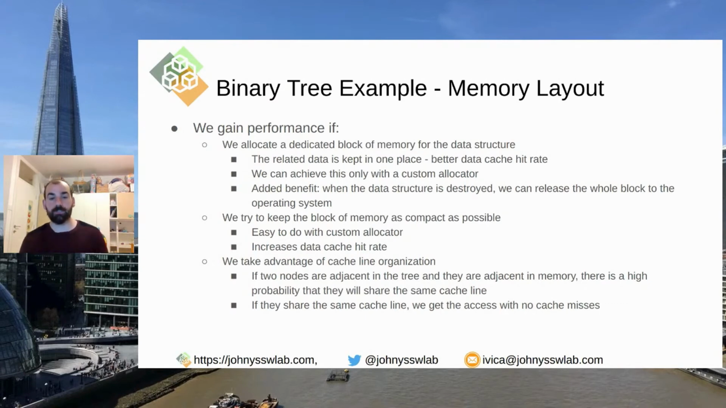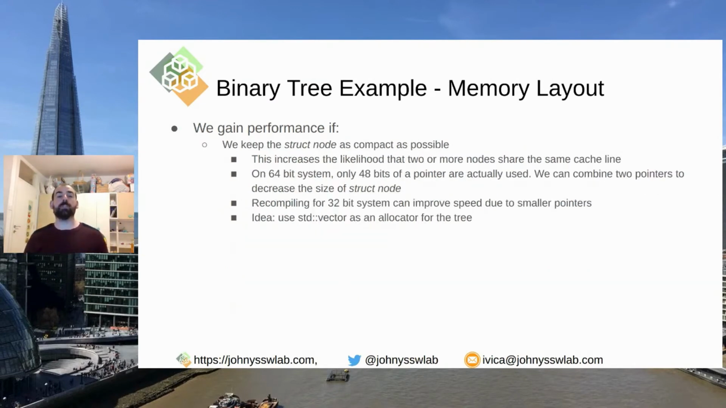If we take advantage of cache line organization, so if two nodes are adjacent in the tree and they're adjacent in memory, there is a high probability that they will share the same cache line. If they share the same cache line, we get the access with no cache misses. We also gain performance if we keep the struct node as compact as possible. This increases the likelihood that two or more nodes share the same cache lines.